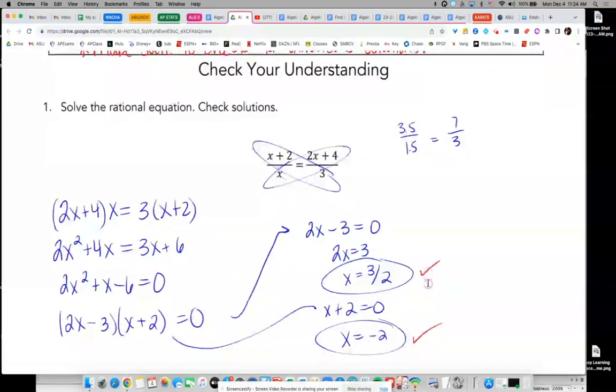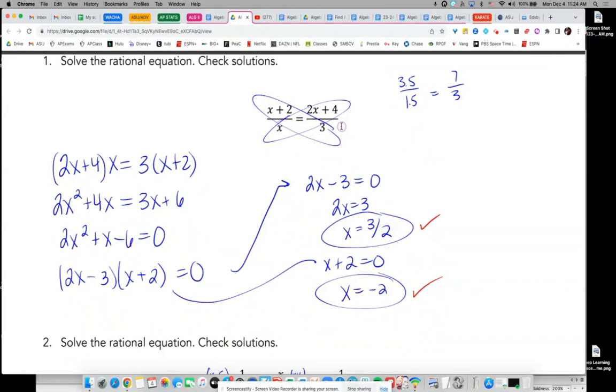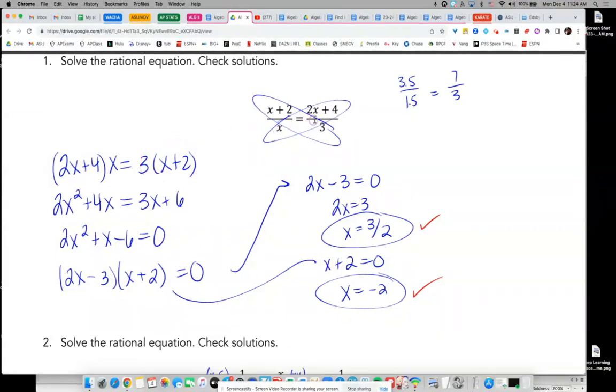Okay, one last thing. Here's one where we do cross multiply. I could find a common denominator if I wanted, but this is an example of where you don't find a common denominator and you just cross multiply instead. So we have the 3 times the x plus 2 over here. You can see that. And then we have the x times the 2x plus 4. You can see that there.